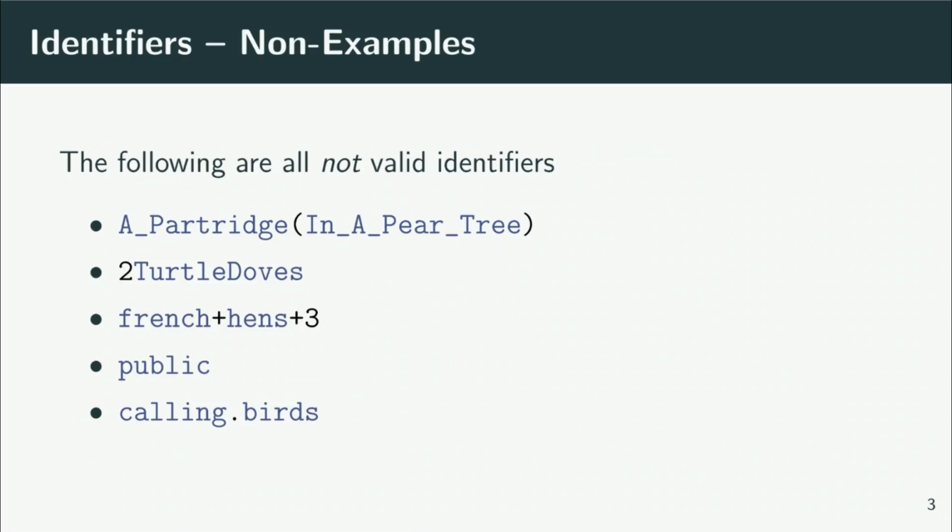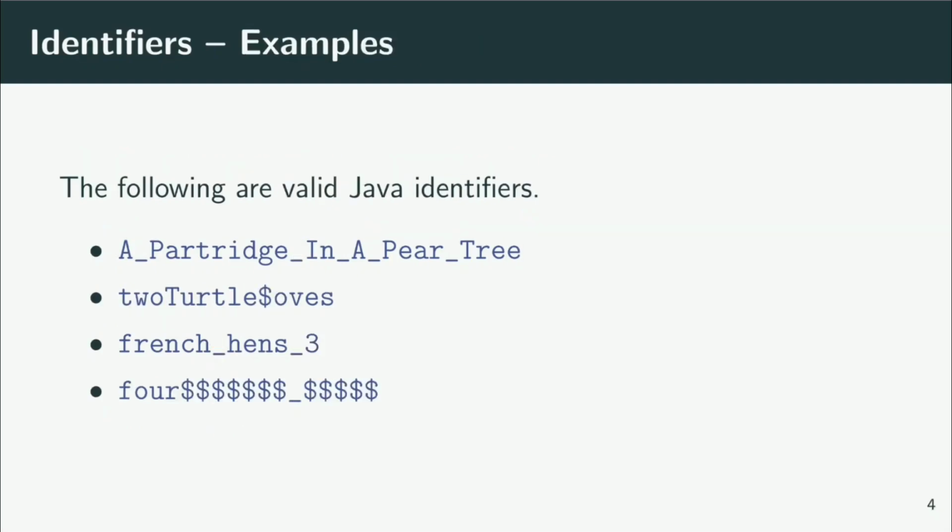The following are all examples of strings that are not valid Java identifiers, so they may not appear in source code in this way. The first one is not a valid identifier because it uses these bracket signs, which is not allowed. The second starts in a number, which was forbidden. The third ends in a number, but that was fine. The problem here is that you have these plus symbols, which are simply not allowed in identifiers. The fourth one is a keyword, and the last one has this dot symbol here, which is also not allowed in a Java identifier.